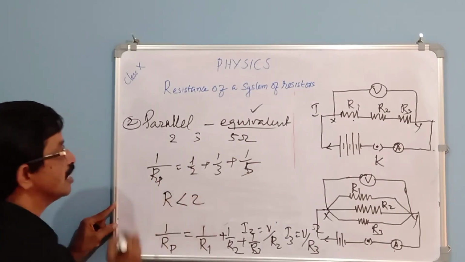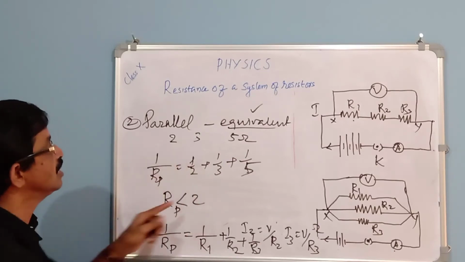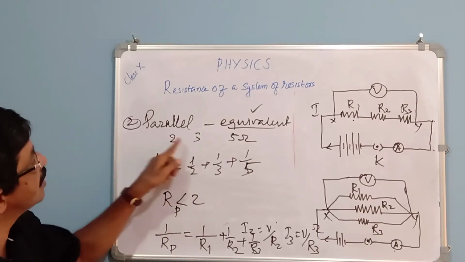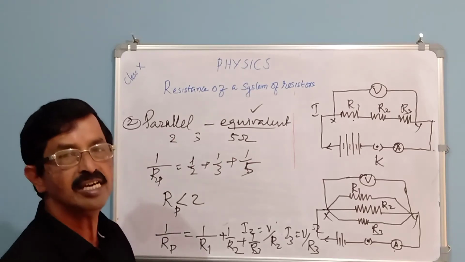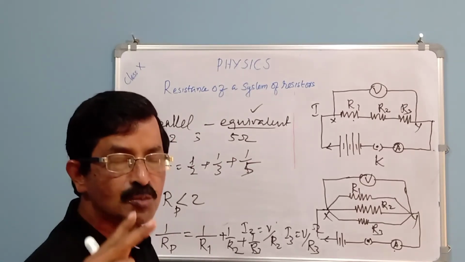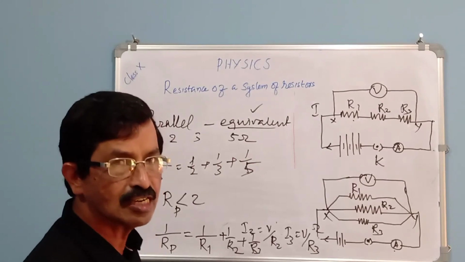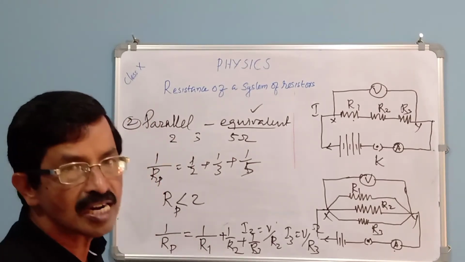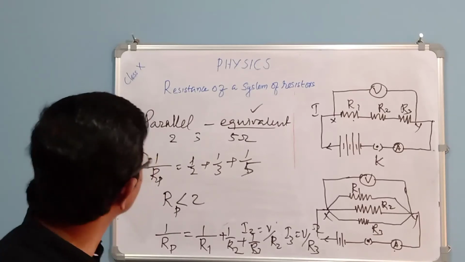This equivalent resistance Rp is smaller than this 2 ohm. That means when a number of resistors are connected in parallel, the equivalent resistance in the circuit is smaller than the smallest resistance connected in the circuit. Smaller than the smallest resistance in the circuit.